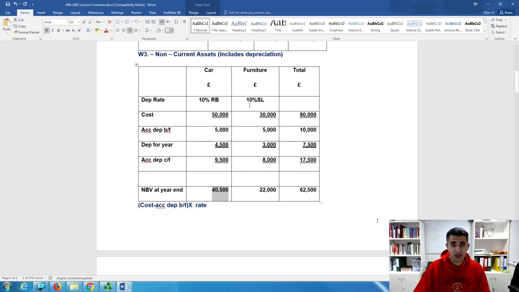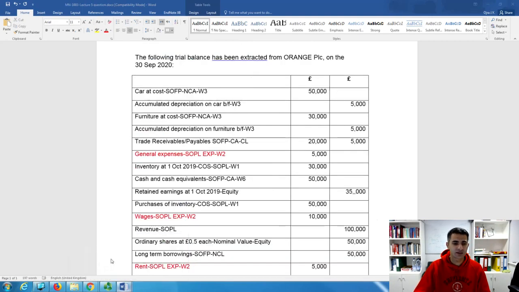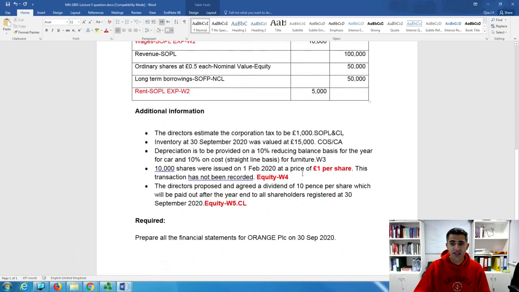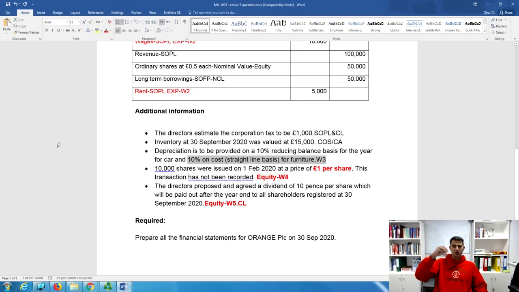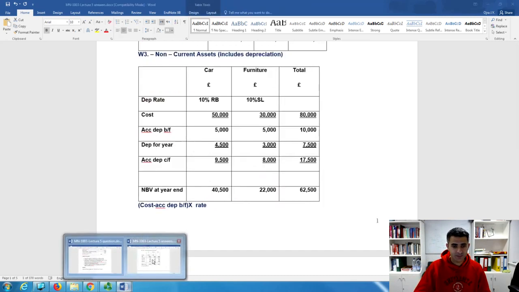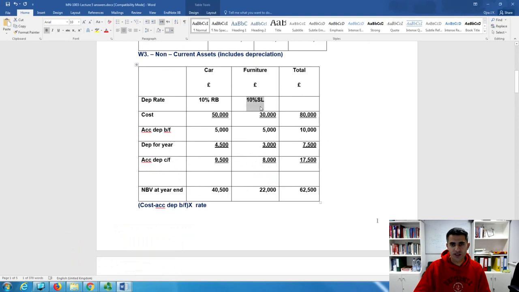For the furniture, the depreciation rate is 10%, but look here guys, look. 10% what? Straight line. Can you see? So on the furniture it is straight line depreciation, 10% of all of the cost. In this case, here we go, we write here 10% straight line.